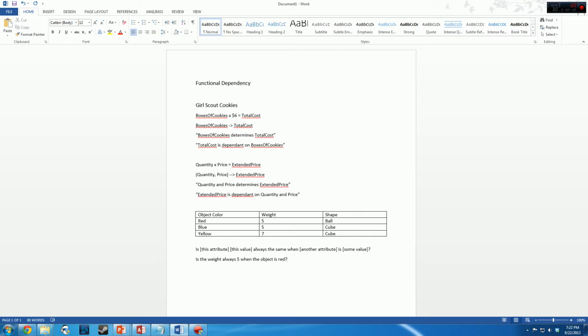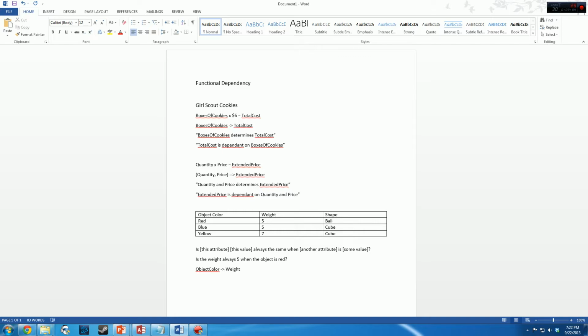So let's think about this. We only have one red object, and for every red object in our example, the weight is 5. So the answer would appear to be yes. That makes this a functional dependency. So we can say that object color determines weight.